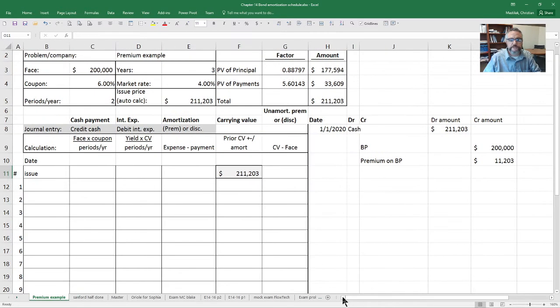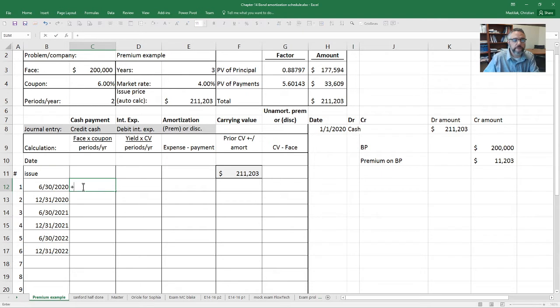Now we're going to do our amortization table. Our amortization table is going to work the same way they always work. So we're going to put all of our bond payment dates in our rows: 12/31/20, 6/30/21, 12/31/21, 6/30/22, 12/31/22. All right, so we've got all our rows set up.